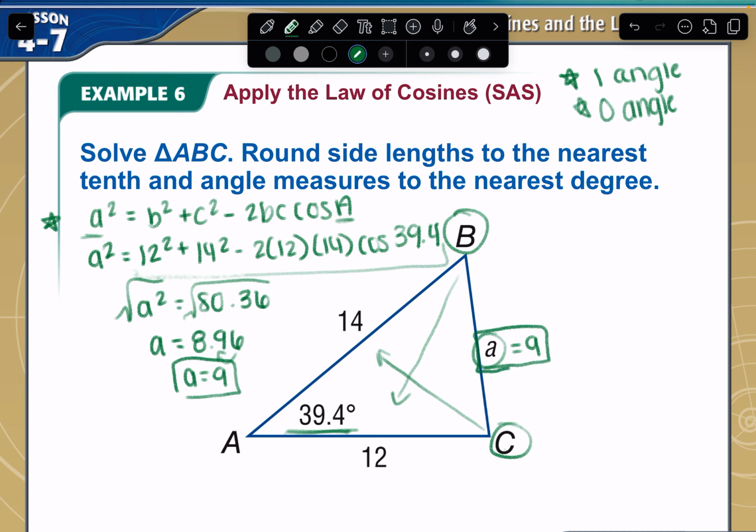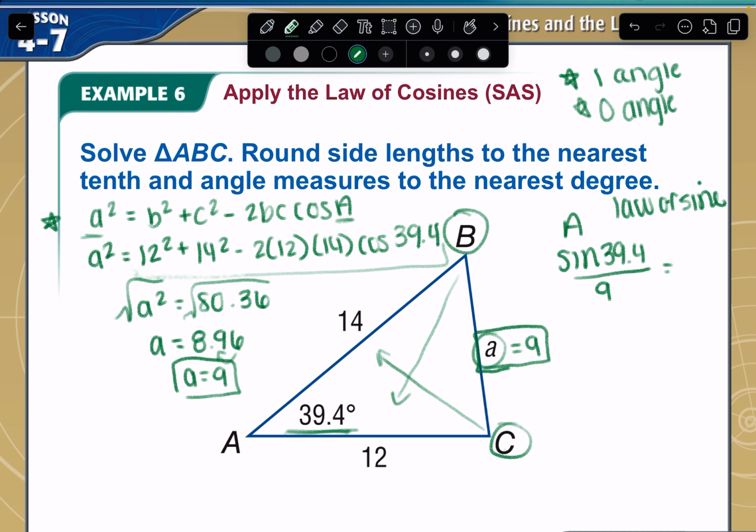So your side length of a is now 9. From here, this is again where you can use law of cosine, law of sine. So I can use law of sine now to help set this up because I have angle A and side A. So if I'm setting up law of sine, I would have sine 39.4 over 9 is all of my A information that I have.